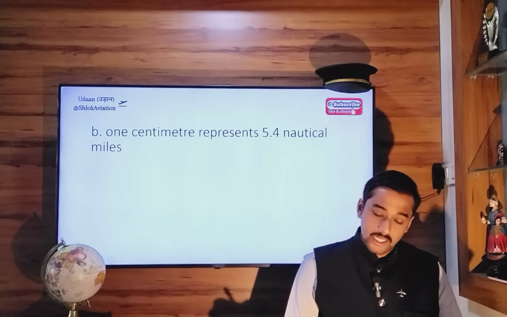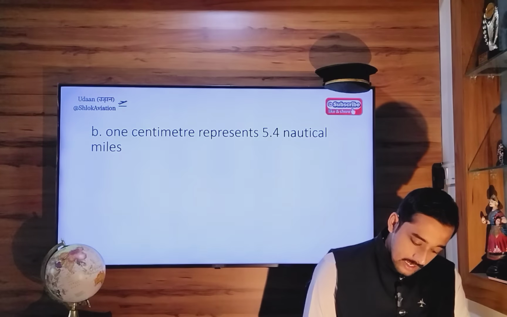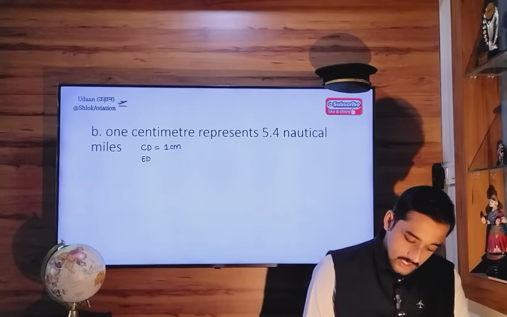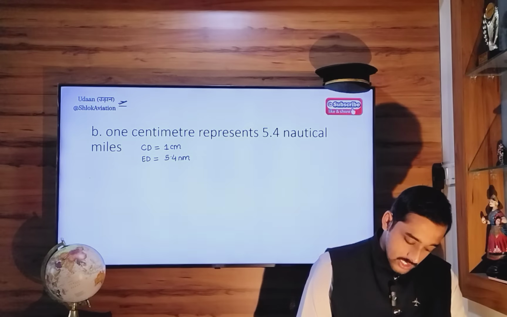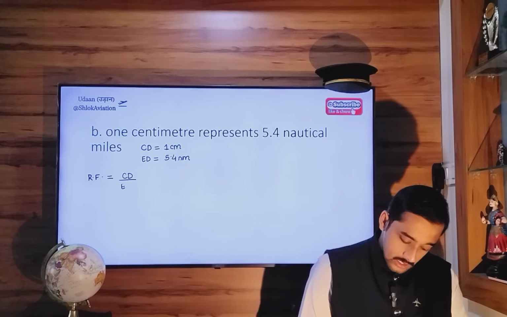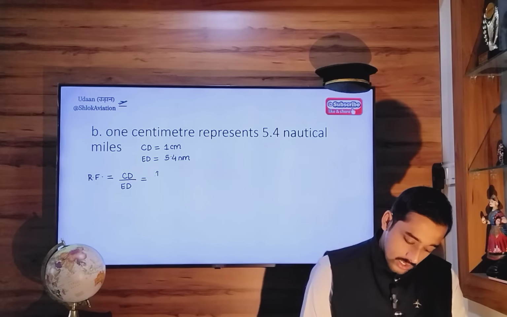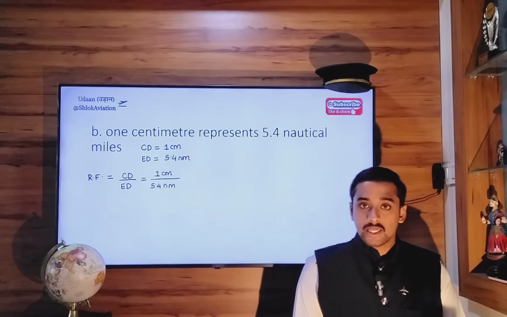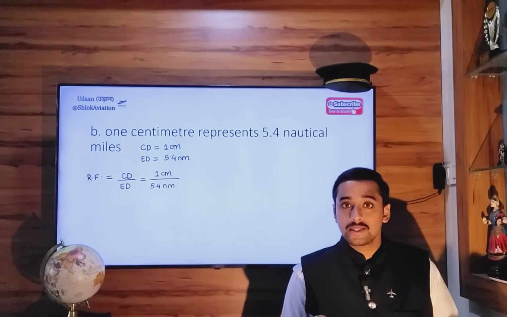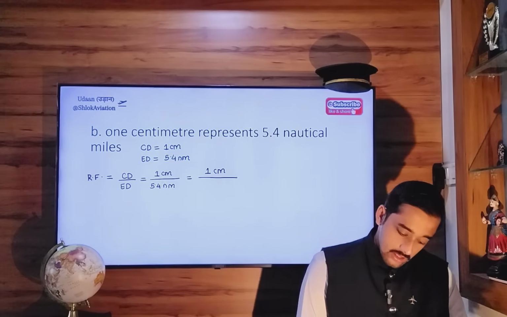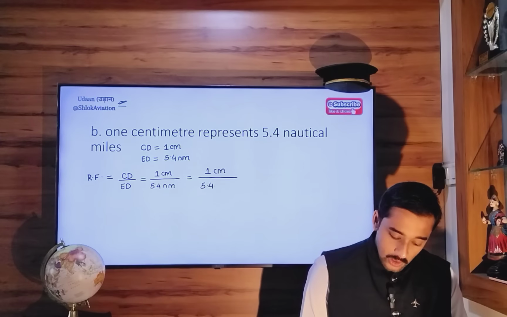1 centimeter represents 5.4 nautical miles. Similar question. Chart distance is 1 centimeter. Earth distance is 5.4 nautical mile. Now representative fraction is equal to chart distance upon earth distance. Chart distance is 1 centimeter, earth distance is 5.4 nautical mile. Let's convert this 5.4 nautical mile into corresponding centimeter. That is 1 centimeter divided by 5.4 nautical mile into meters.